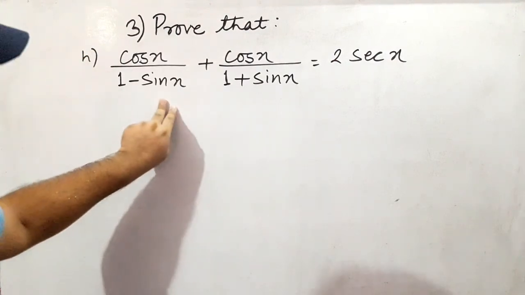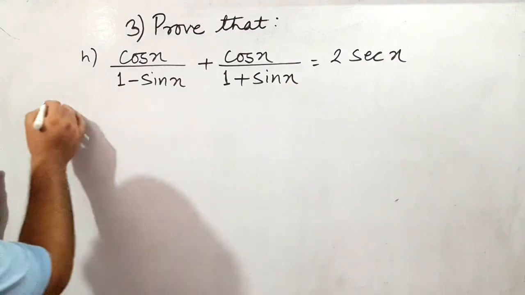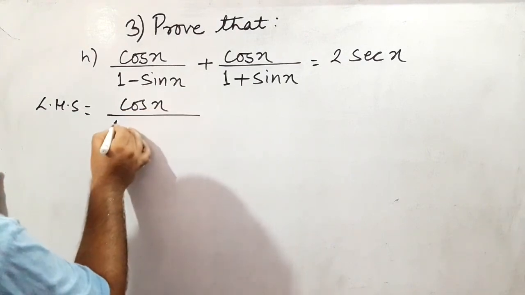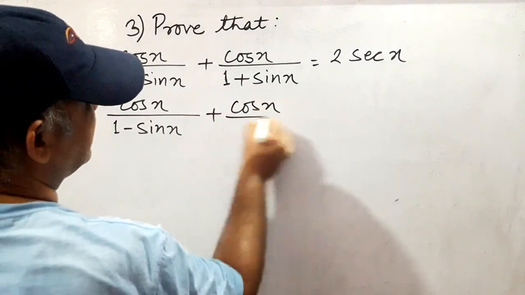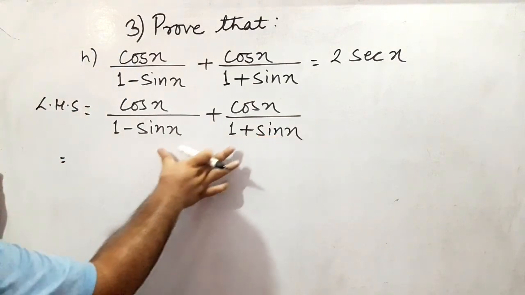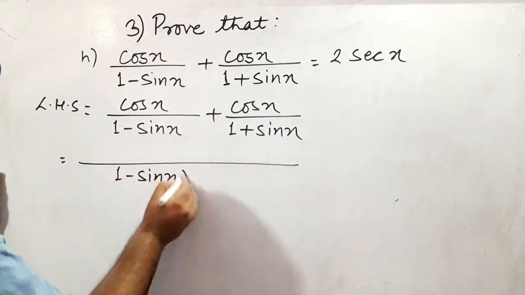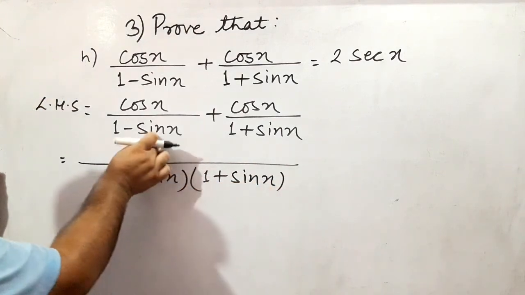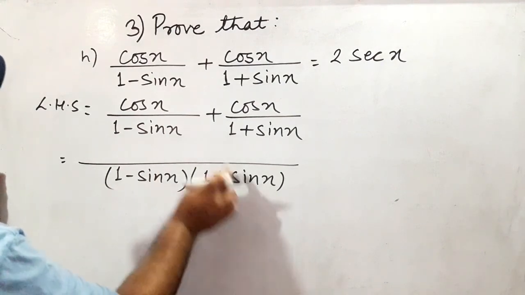Prove that cos x by 1 minus sin x plus cos x by 1 plus sin x equals 2 sec x. Taking the left hand side, we have cos x by 1 minus sin x plus cos x by 1 plus sin x. As usual, taking the LCM of both expressions, we have 1 minus sin x into 1 plus sin x. So 1 minus sin x gets cancelled. The remaining expression is 1 plus sin x into cos x.